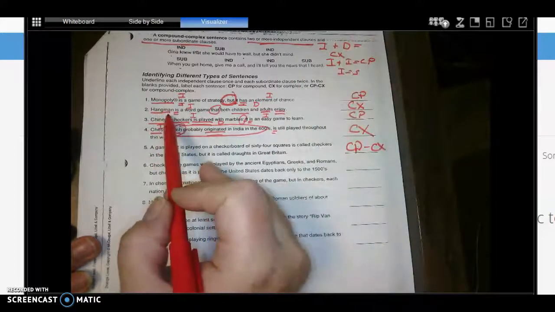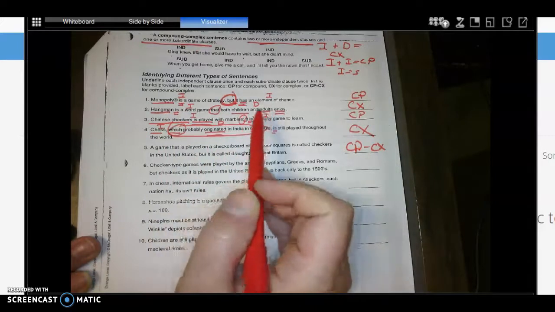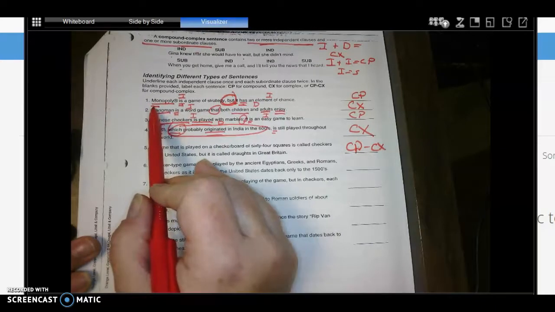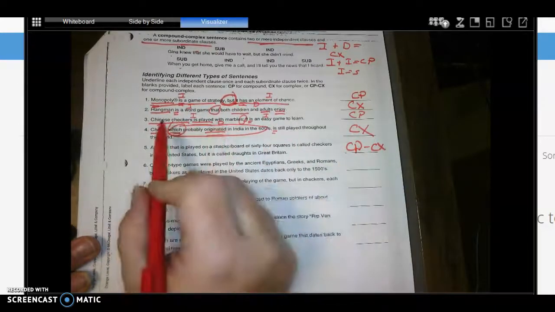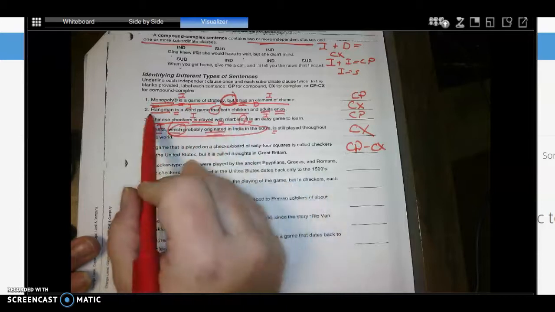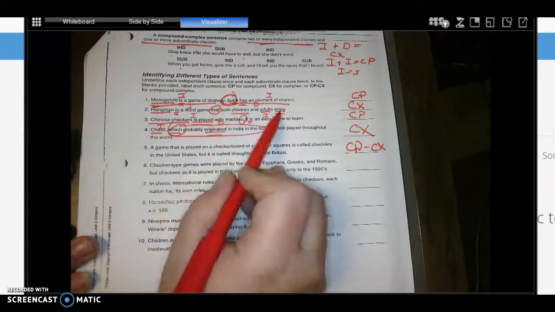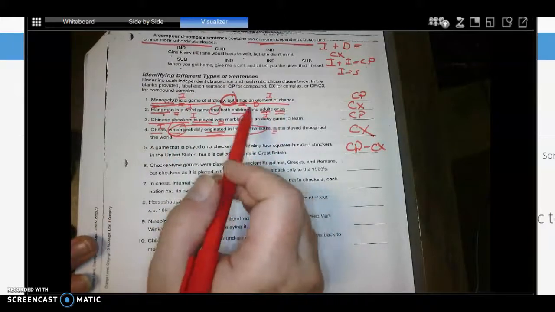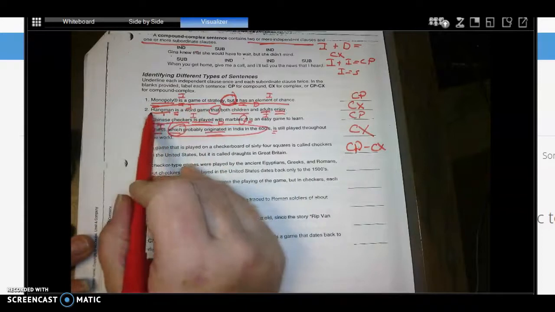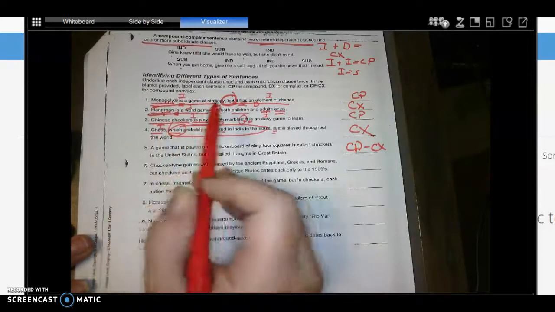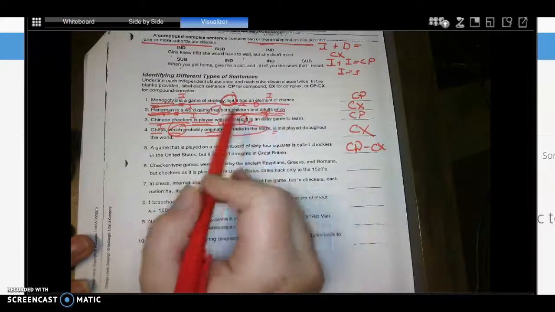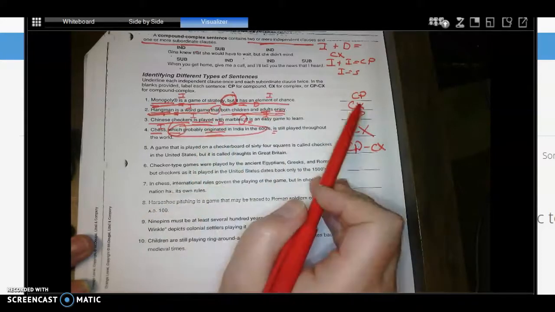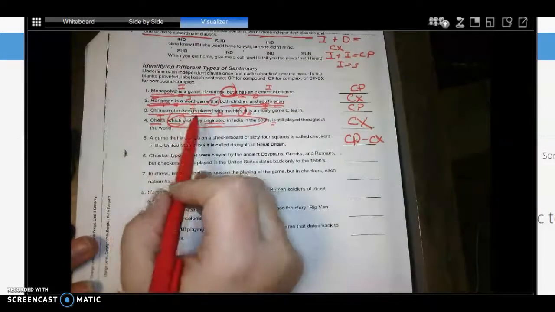Okay, number 2. Hangman is a word game that both children and adults enjoy. Sorry, forgot to underline those ones. Okay, hangman is a word game that both children and adults enjoy. I have is my verb. Enjoy is my verb. My subject is hangman. Children and adults are my subject over enjoy. Okay? And I know that hangman is a word game, is an independent one. I know that this one here is dependent or subordinate because of my clue word that. So this sentence has 1 of each. It is complex.